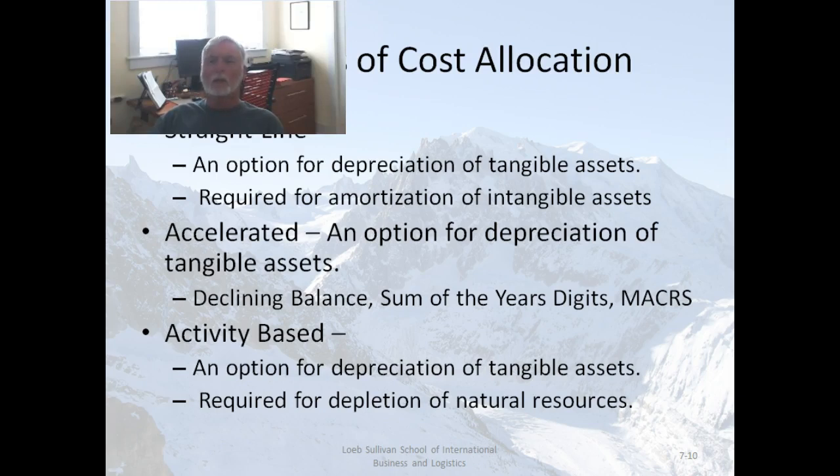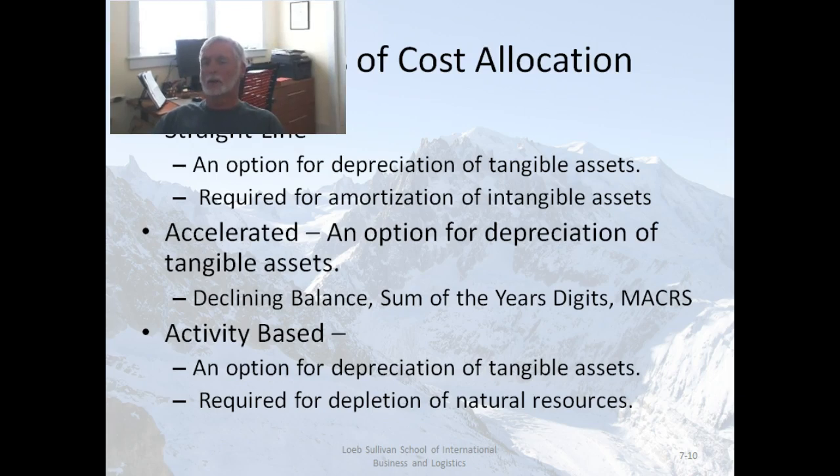Accelerated depreciation is an option for the depreciation of tangible assets. There are lots of different acceptable methods, and I'm not going to teach you the acceptable methods, but basically the concept of accelerated depreciation is that tangible assets are more useful when they're younger. So they produce more when they're new than they do when they're old. Therefore, we allocate more of their cost to their early years and less of their cost to later years, because we expect that they will produce more revenue in their earlier years than in their later years. So that's acceptable for tangible assets.